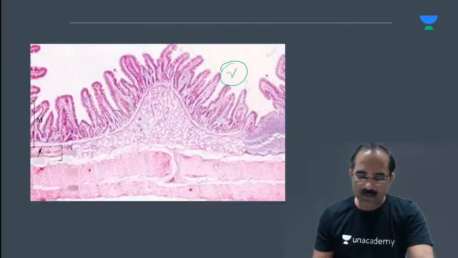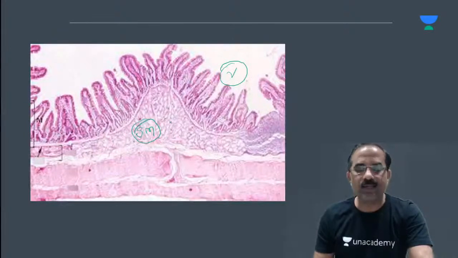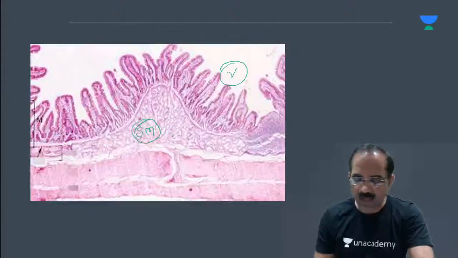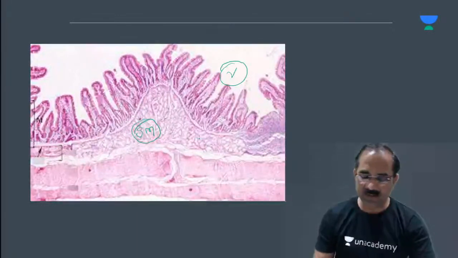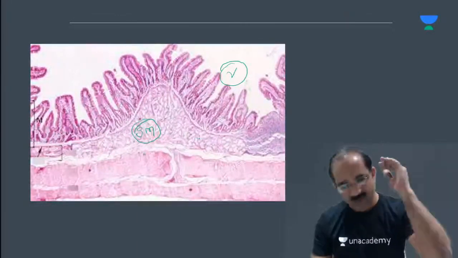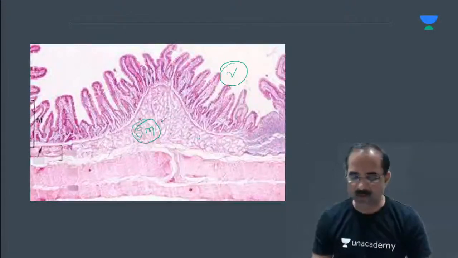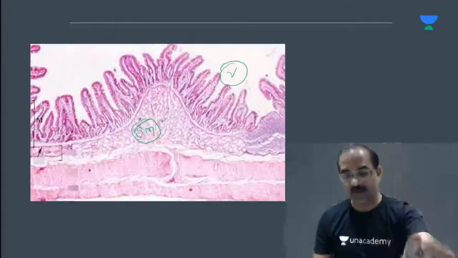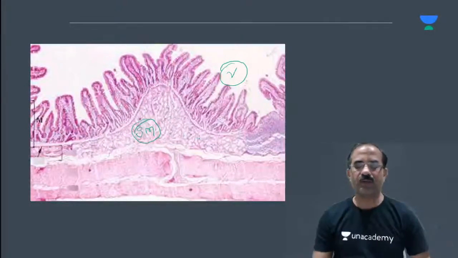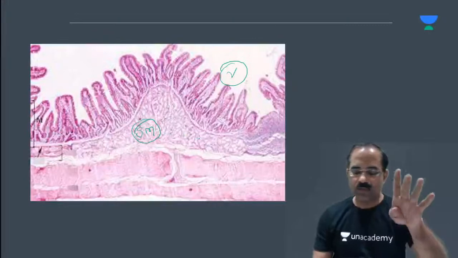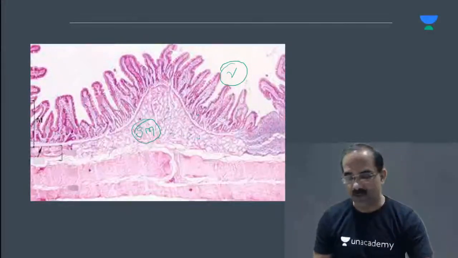If I see this is the submucosa, and in this submucosa you can see these glands here. Students, these small glands which you're seeing, these are the Brunner's glands. So Brunner's glands are characteristic of what? Duodenum. So this has to be duodenum. So villi with Brunner's glands, that's duodenum.